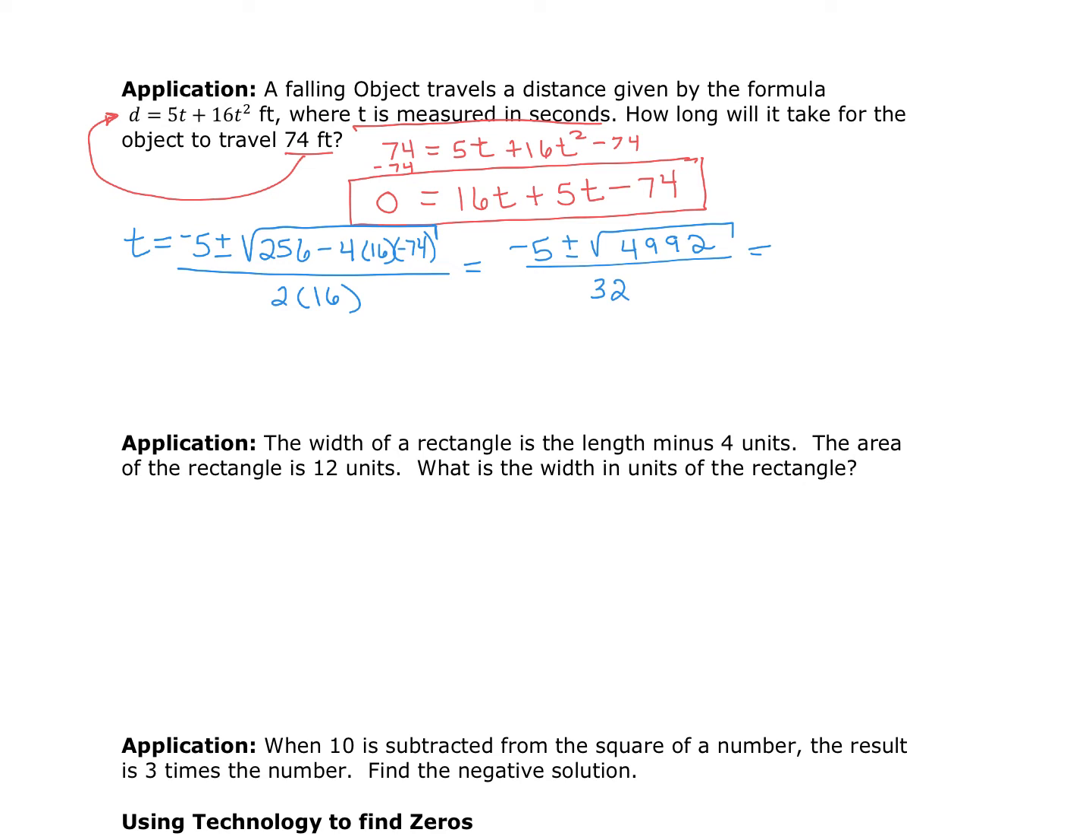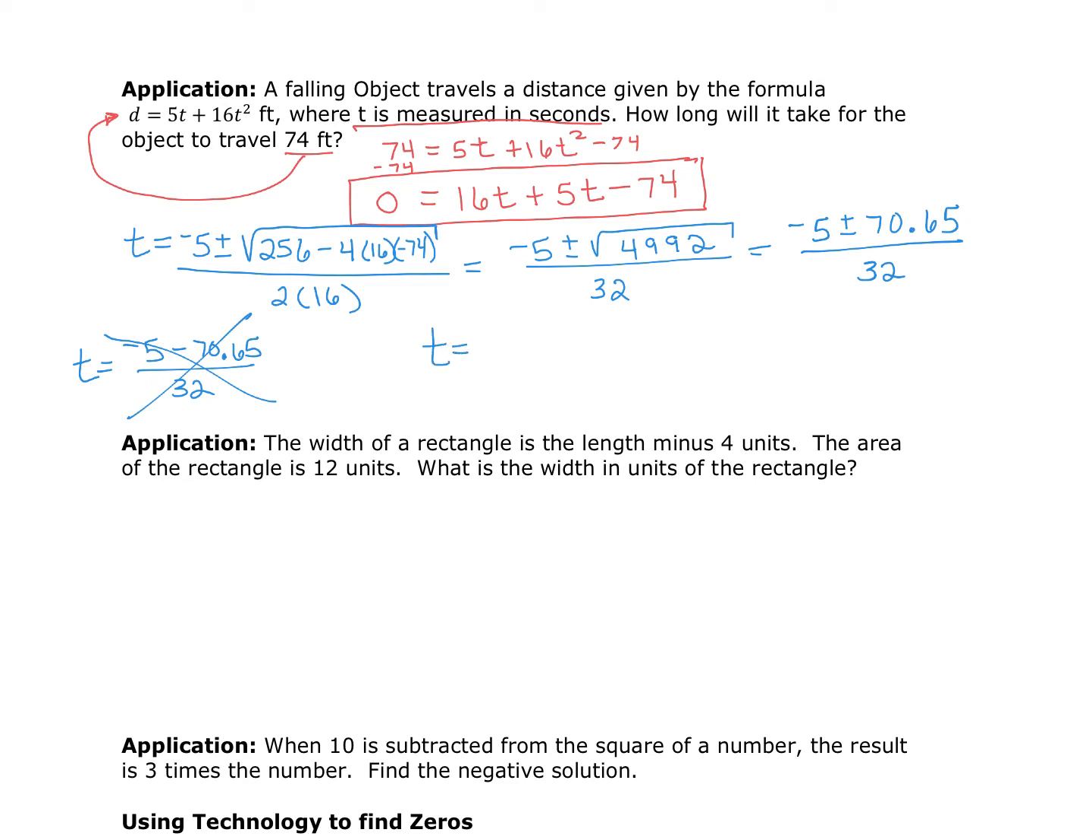And because we're talking about time, I don't believe this is a perfect square. I'm going to round to 2 decimal places. It's 70.65. And then let's consider both of these. If I do minus 5 minus 70.65, this is going to be a negative answer for t, and t is measured in seconds. Time can't be negative, so this one doesn't really give me anything.